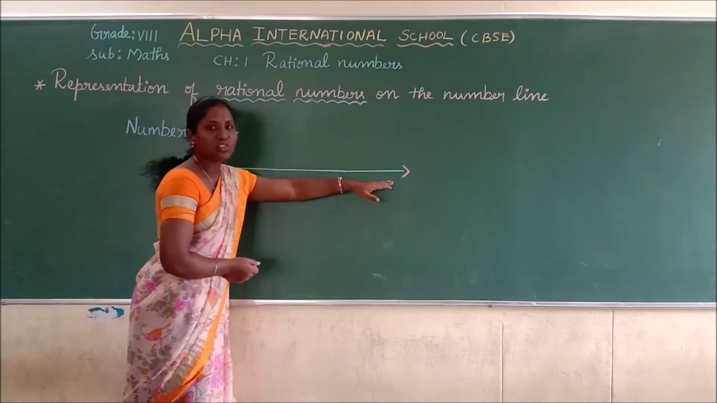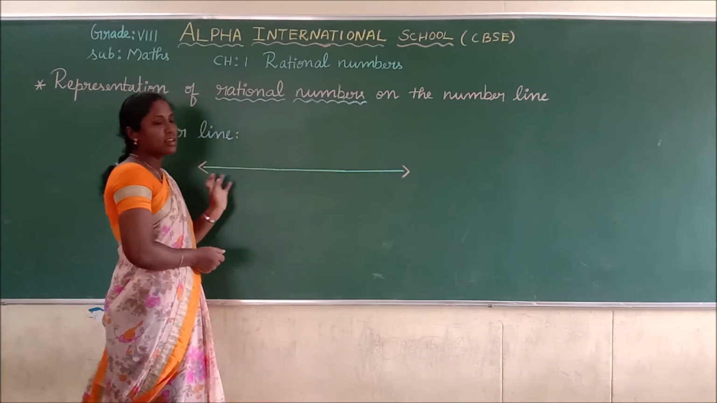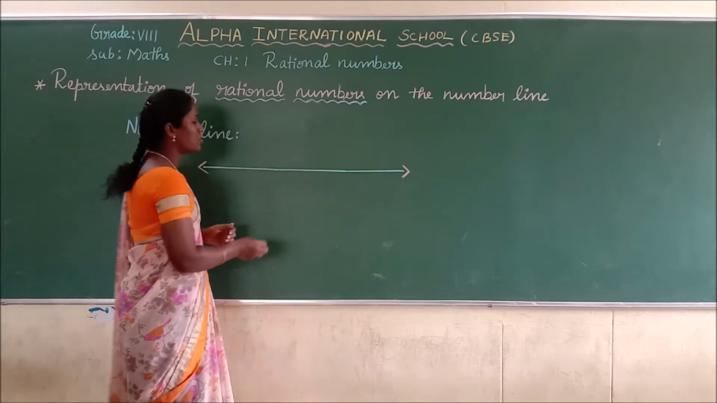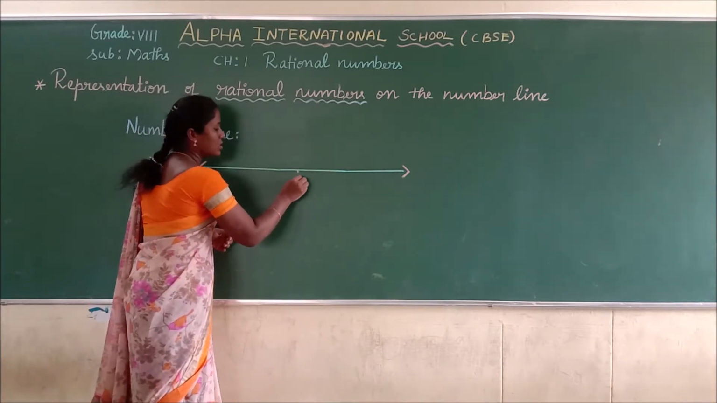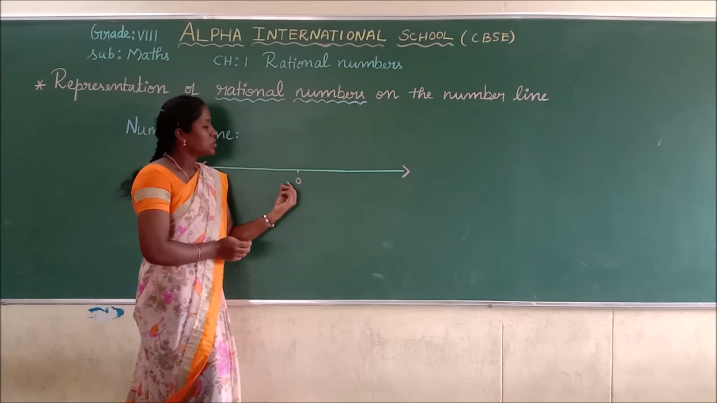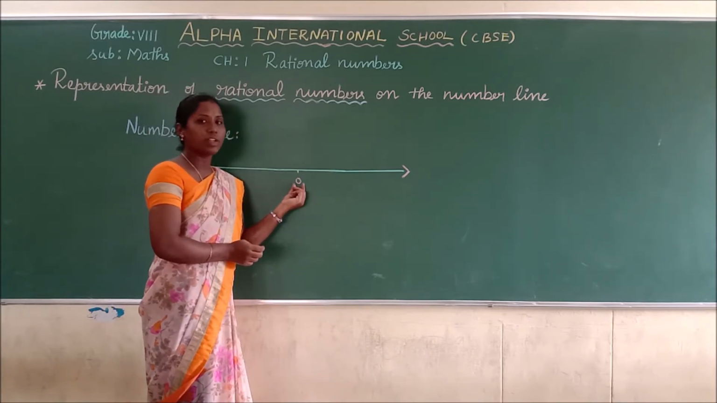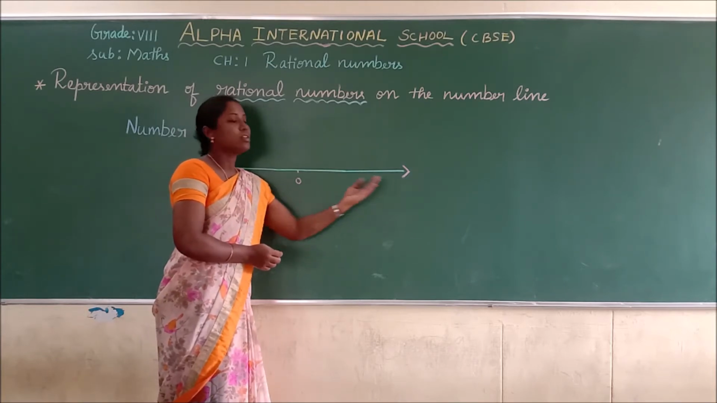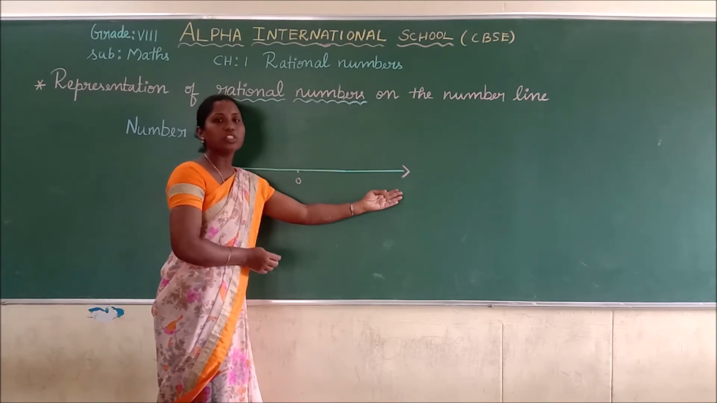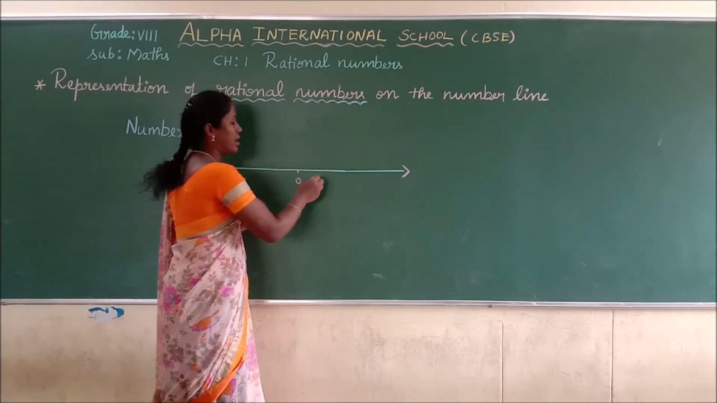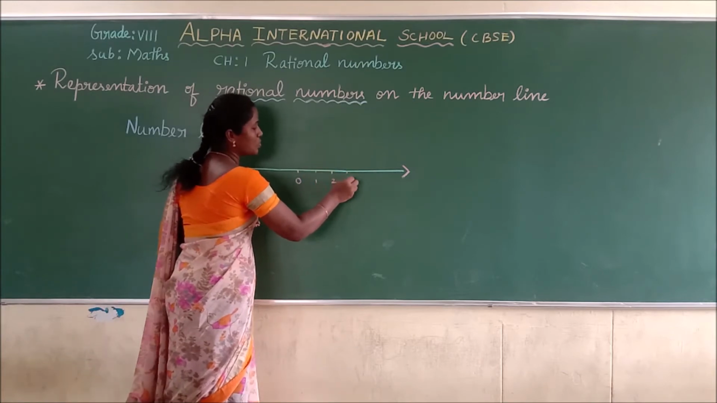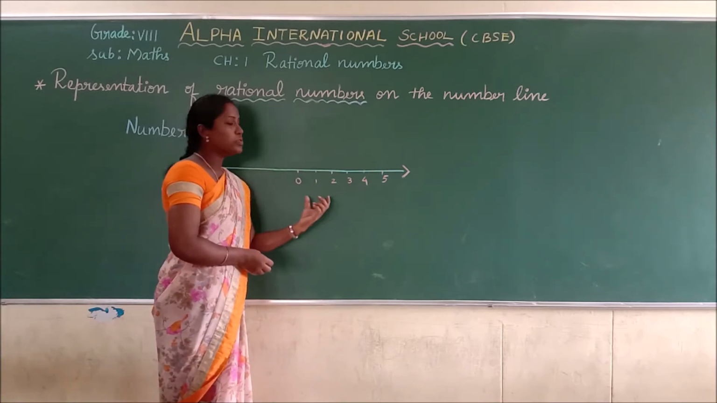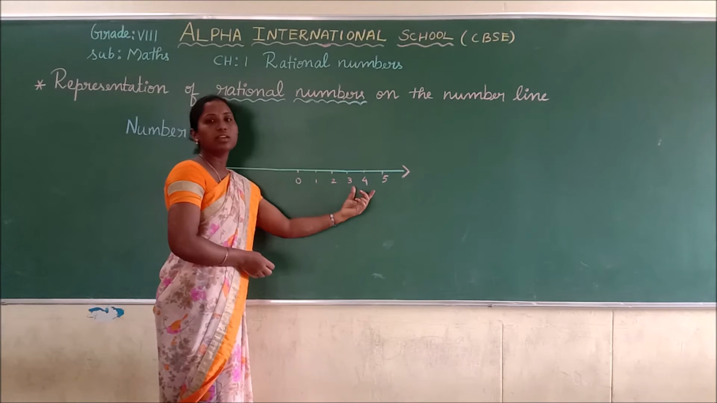Draw a straight line and put an arrow mark on both sides. This arrow mark indicates the numbers go up to infinity. Now I have to take 0 in the middle of the number line. On the right hand side of the 0, you have to plot only the positive numbers: 1, 2, 3, 4, 5. Plot the numbers at equal intervals. Use a ruler to plot the numbers at equal intervals.